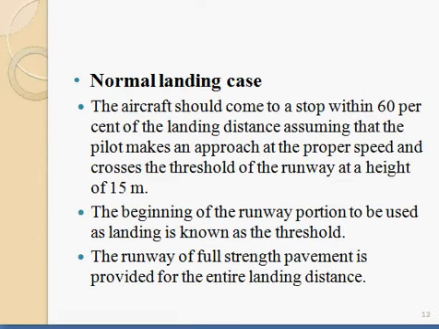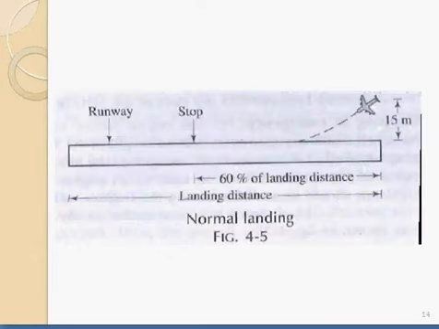Here the aircraft should come to a stop within 60% of the landing distance, assuming that the pilot makes an approach at the proper speed and crosses the threshold of the runway at a height of 15 meters. You can see here, this is the threshold, that is the starting point of the runway, and when the aircraft crosses it at proper speed, the elevation at this point is 15 meters, and it will be landing like this. It will touch down here and come to a stop here.